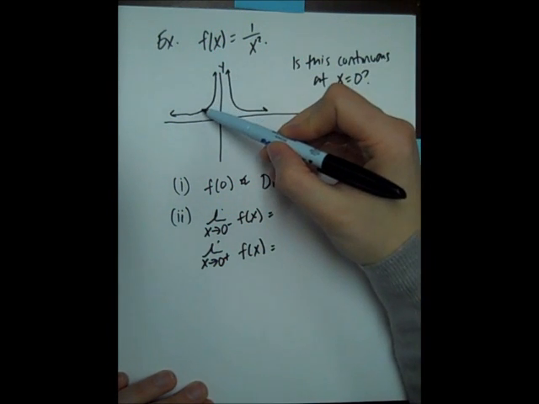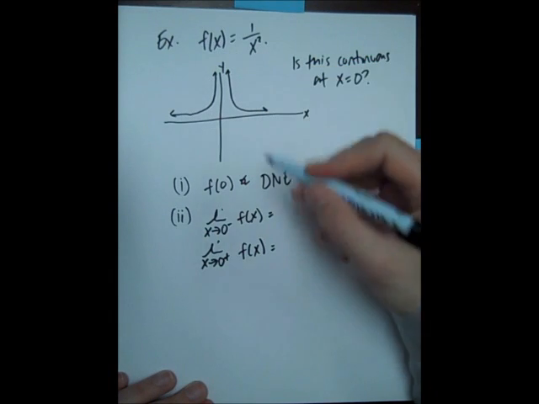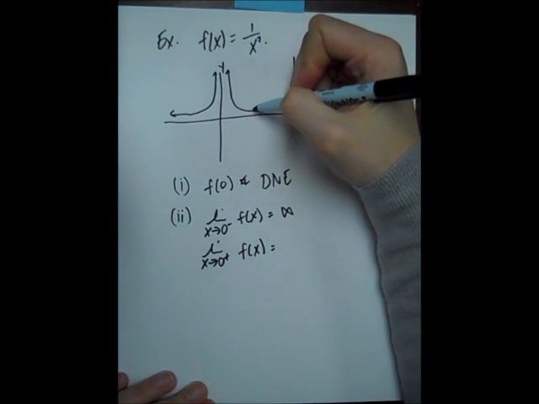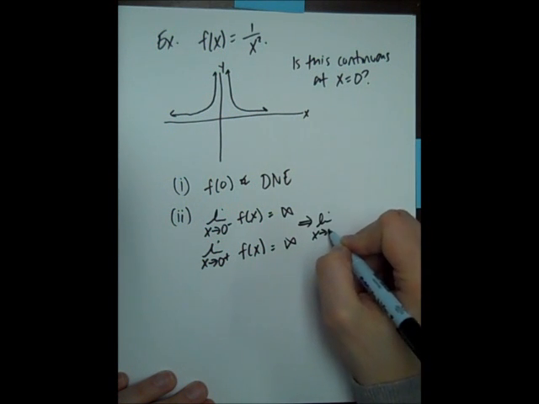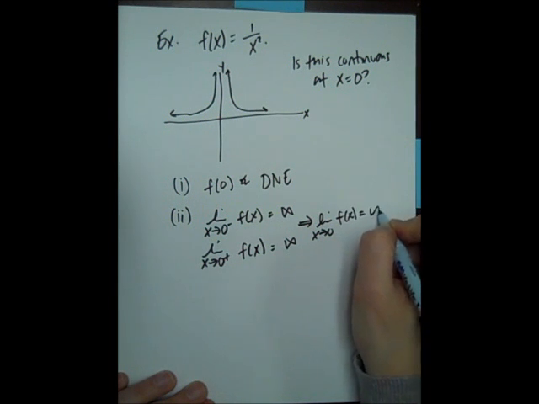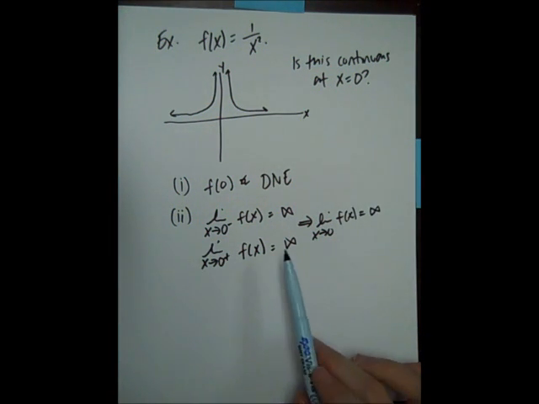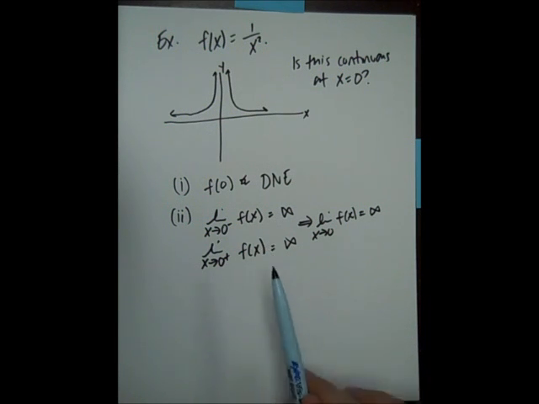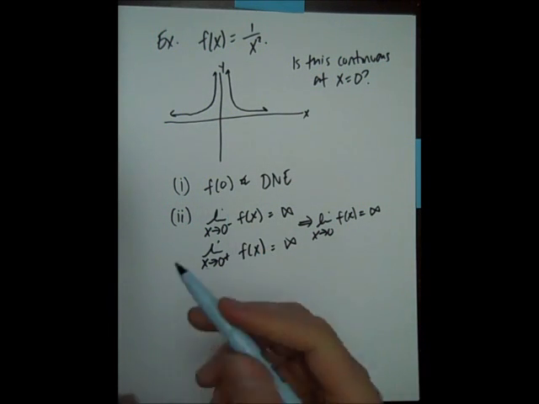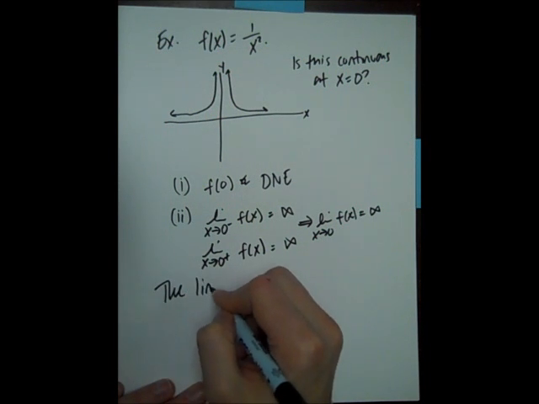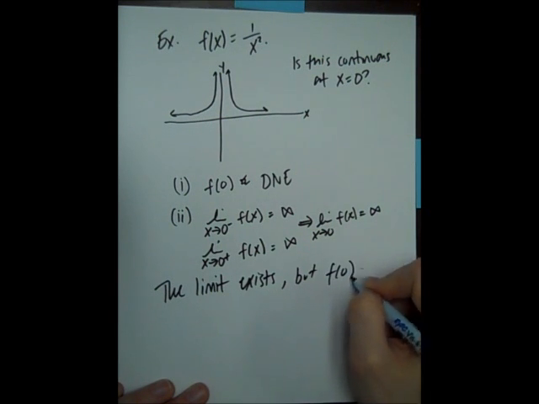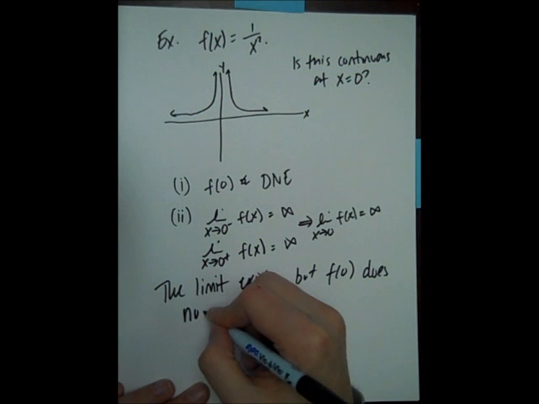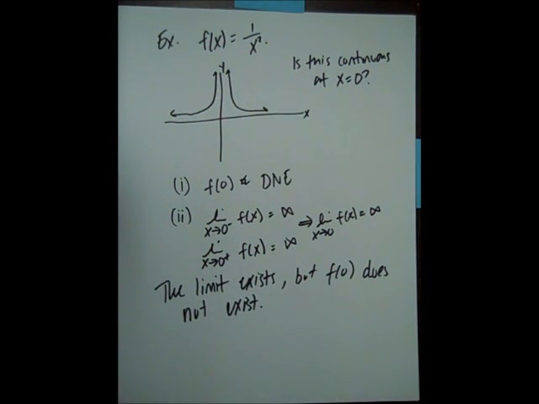Well, let's see, from the left, as I approach 0, my function goes off to infinity. As I approach 0 from the right, my y values grow and grow, so off to infinity, which tells us that the limit as x approaches 0 of my function is infinity. So even though the limit exists, the function is not continuous because there was no function value. So in this example, the limit exists, the limit was infinity, but f of 0 does not exist. So it's discontinuous. This is not continuous at x equals 0.